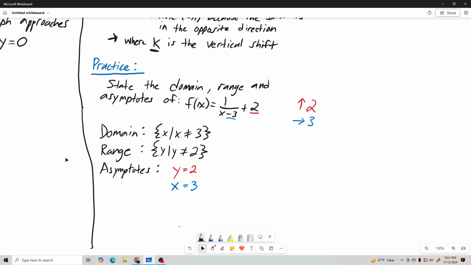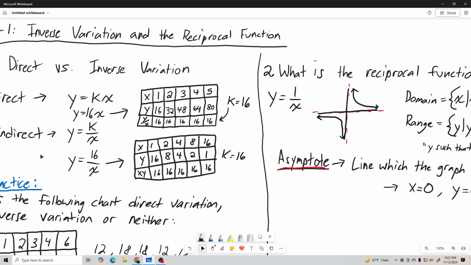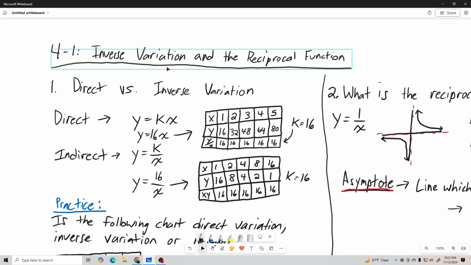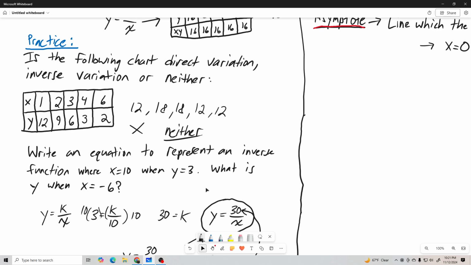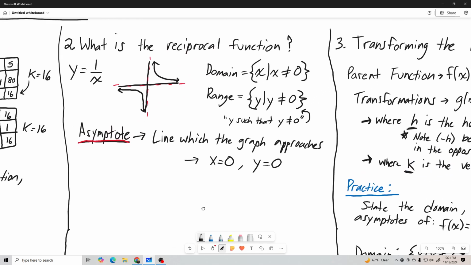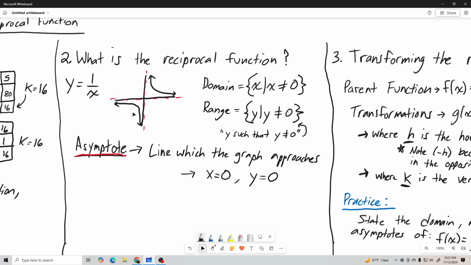So just to touch up on what we did, we started over here. We talked about inverse variation and direct variation. For direct variation, as x gets bigger, y gets bigger at the same scale. And for inverse variation, as x gets bigger, y gets smaller, so it's the opposite. Then I showed you a couple of problems using the formula here. We then talked about what a reciprocal function is, with the parent function y equals 1 over x. We talked about how asymptotes are the lines that the graph can approach but never cross, and then how to find the domain and range.